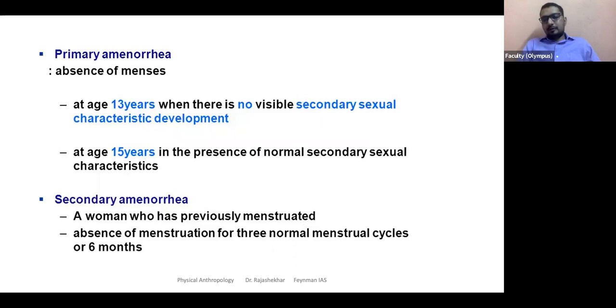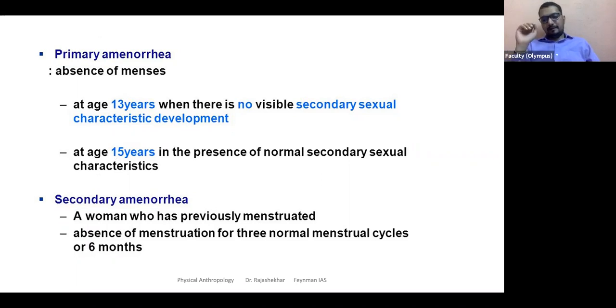There are two terms you may hear related to menstruation ceasing. One is called primary amenorrhea. Just be familiar with this term. Primary amenorrhea means absence of menstruation, no bleeding basically. This can happen before the beginning of the menstruation process: at the age of 13 years, no visible secondary sexual characteristics, so no bleeding. At the age of 15, when it's supposed to happen, normal secondary sexual characteristics are there, but no menstruation. That is also called primary amenorrhea.